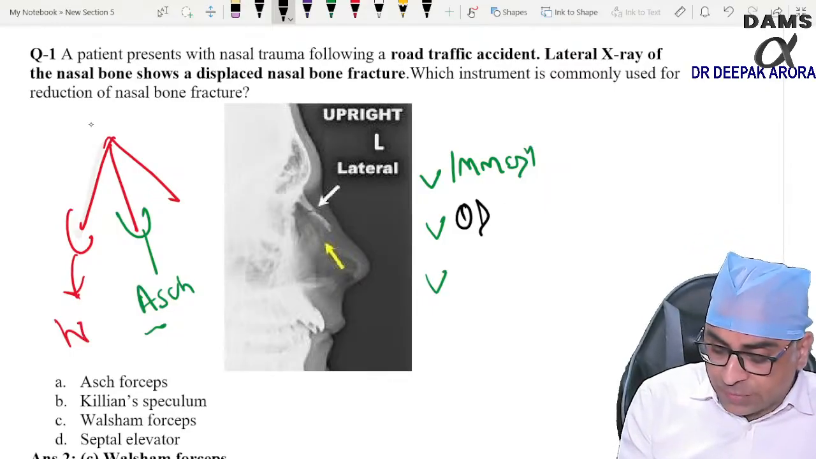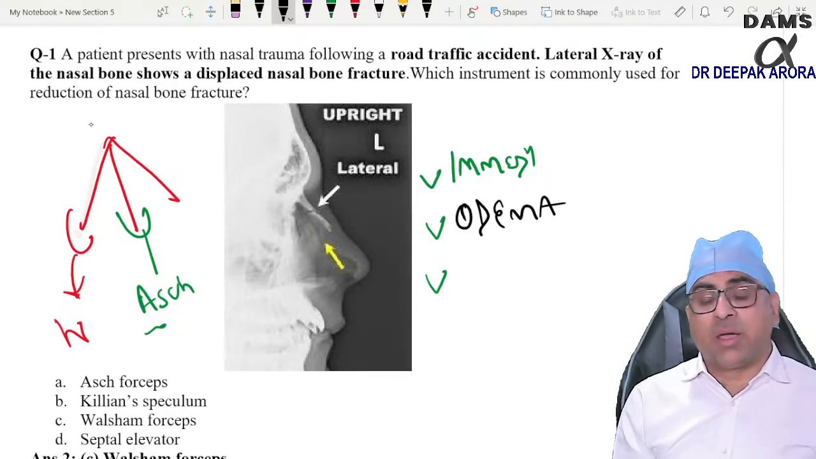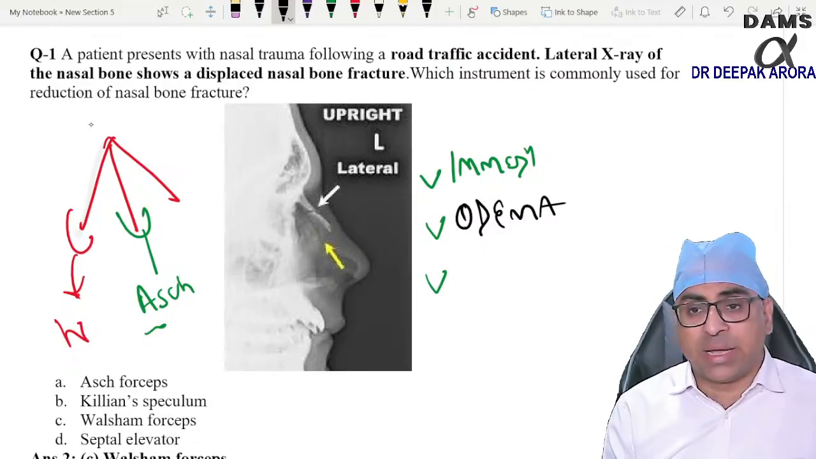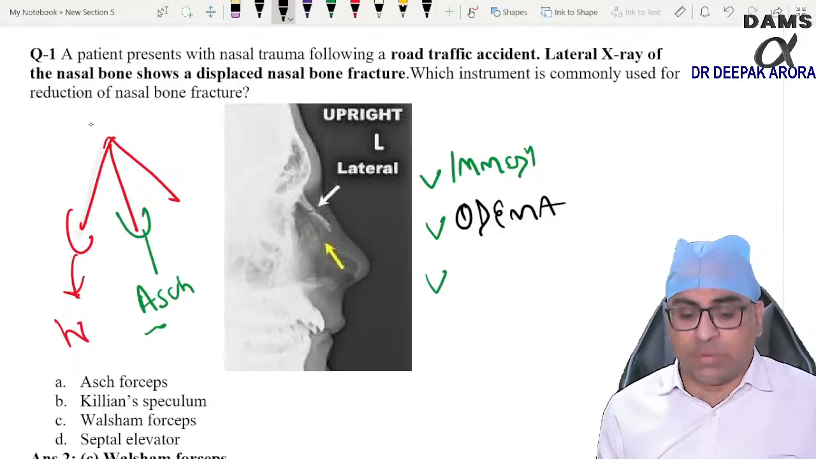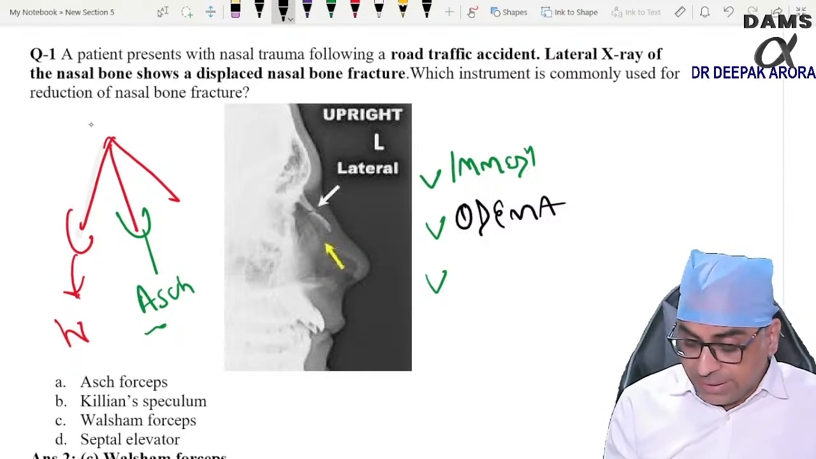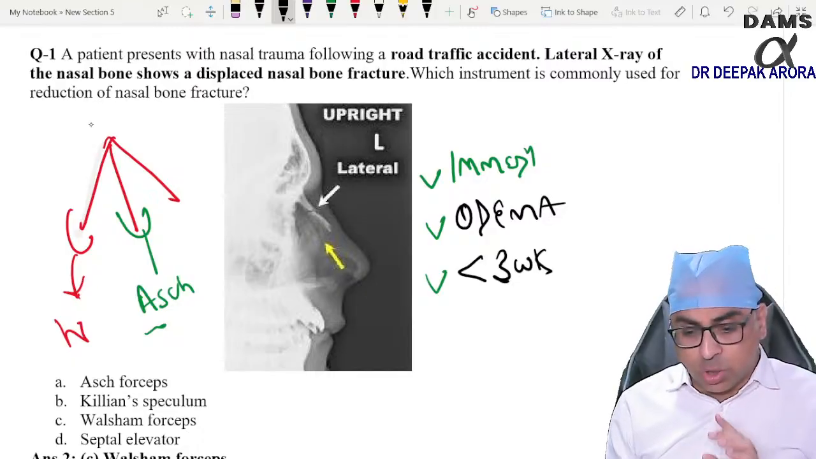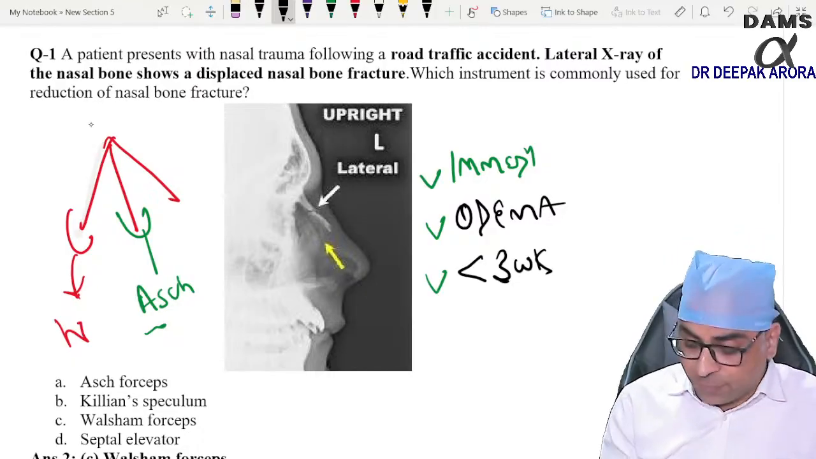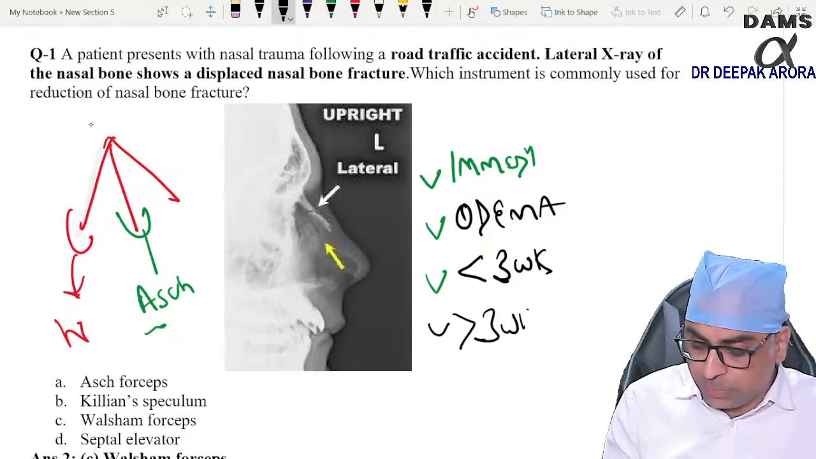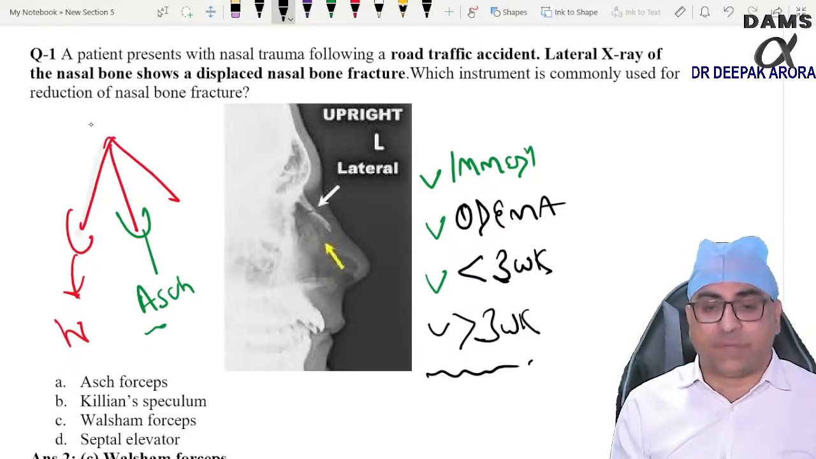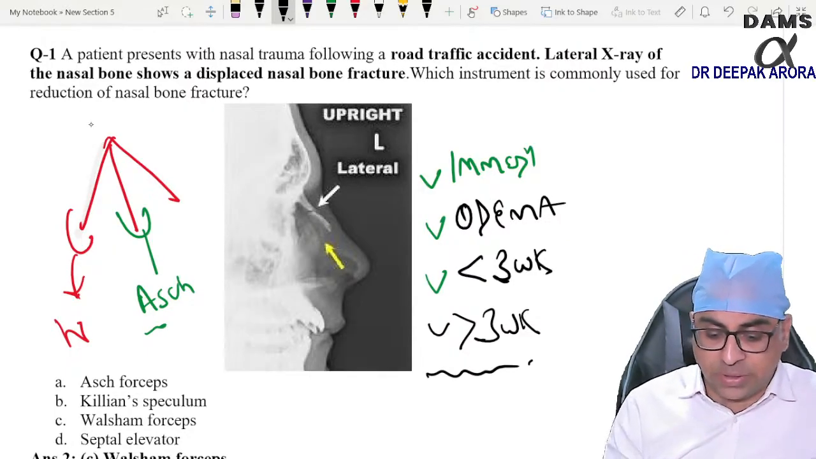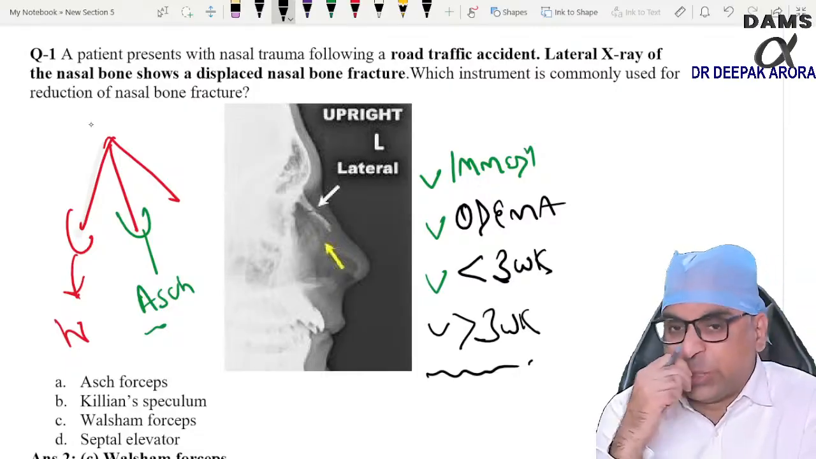If edema is there, I will go for anti-inflammatory and I will reduce after 5 to 7 days. This is what we have learned. If the patient comes within 3 weeks, I'll go for closed reduction. And after 3 weeks beta, we have to open because we have to dissect all the fibrous bands. So the answer in this MCQ will be here.